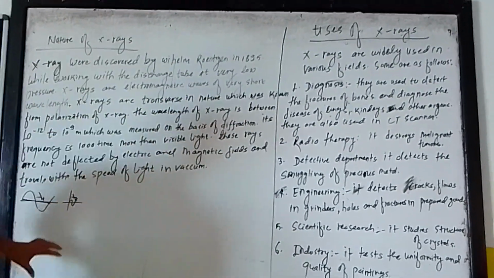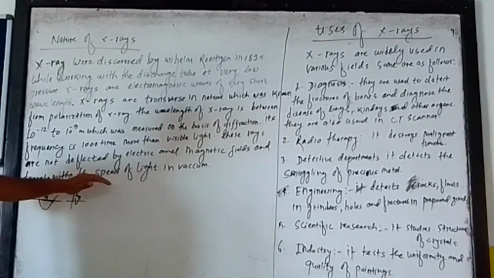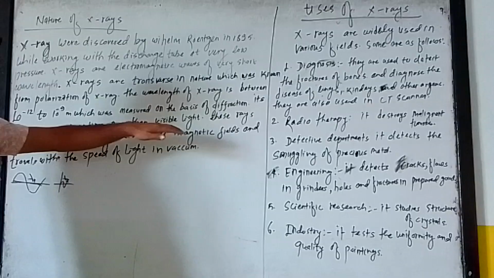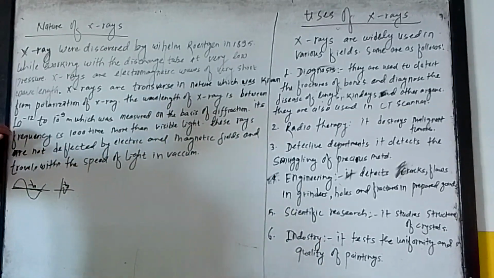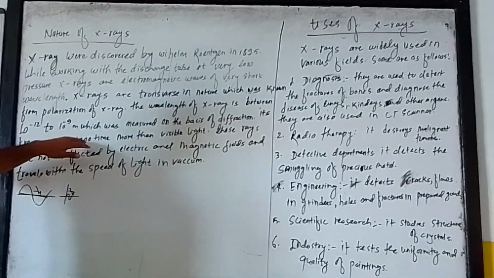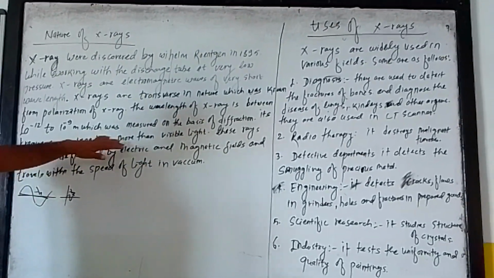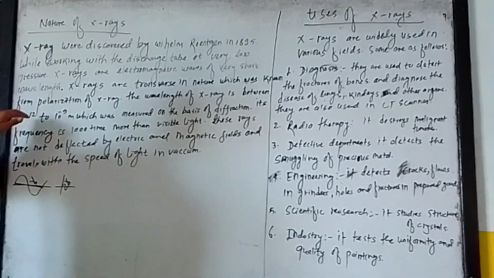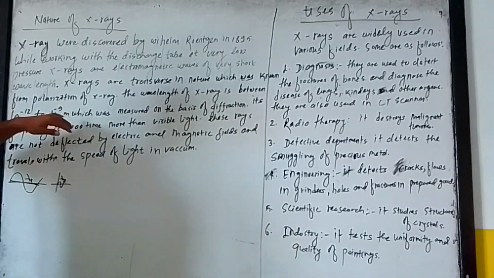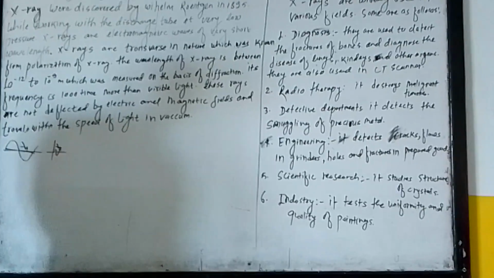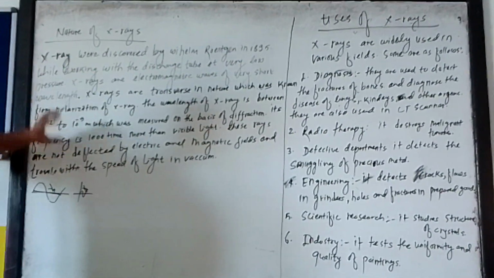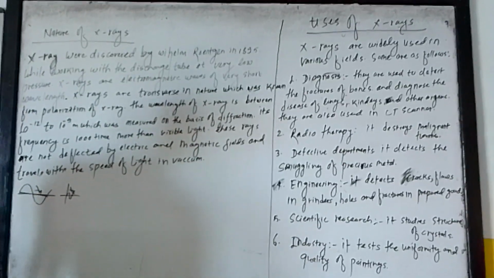So all these are the properties. One is they travel with the speed of light in a vacuum. They are not deflected by electric and magnetic fields, and their frequency is 10 power 3, that means 1000 times more than visible light. Their wavelength is in between 10 power minus 12 to 10 power minus 9 meter, and they are transverse in nature. So all these are, we can say, the nature of these X-rays.